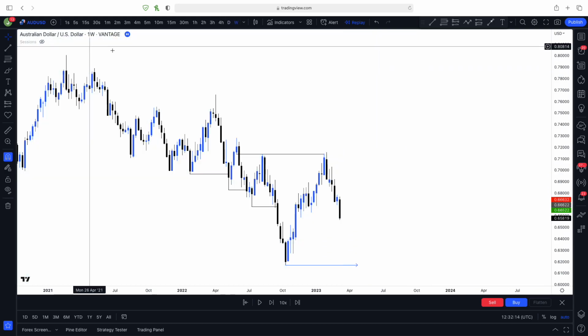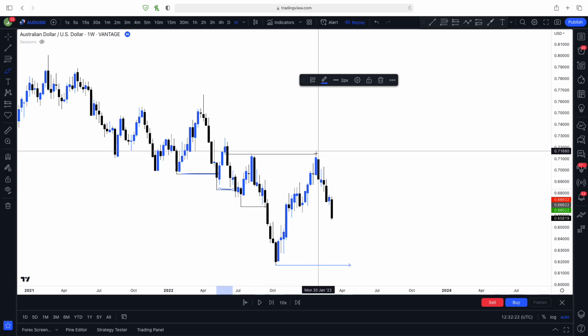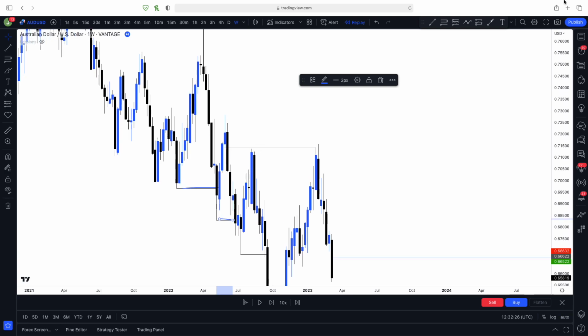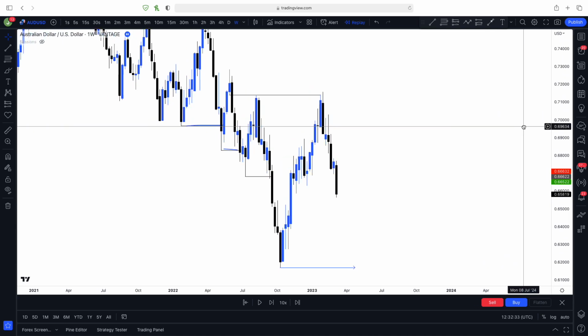So if I get rid of this, what we can see on the weekly is we've recently had this break of structure, this break of structure. Okay, that's interesting. Is that a replay mode? Oh no, it's just because of the zoom. Okay, it looked like that wicked touch, but it hadn't. Let me just zoom out a little bit.